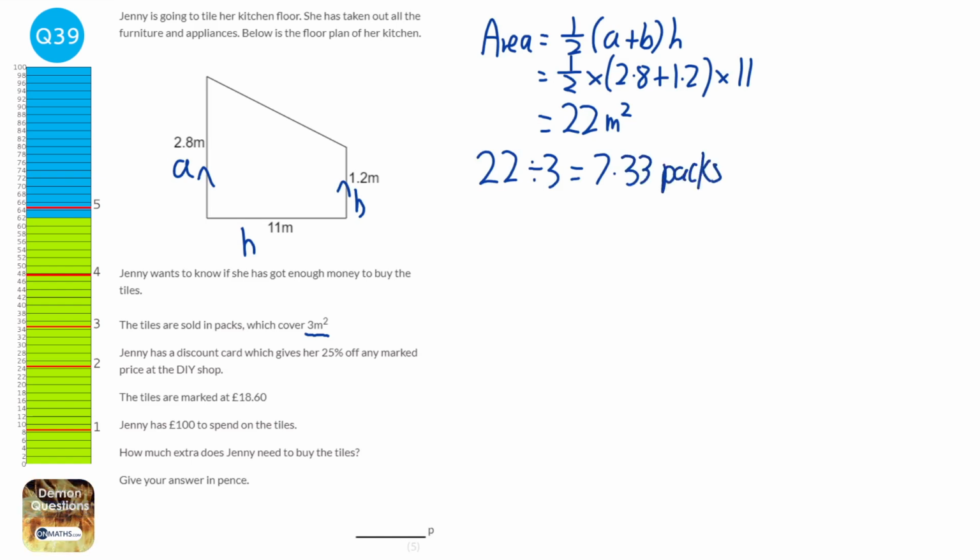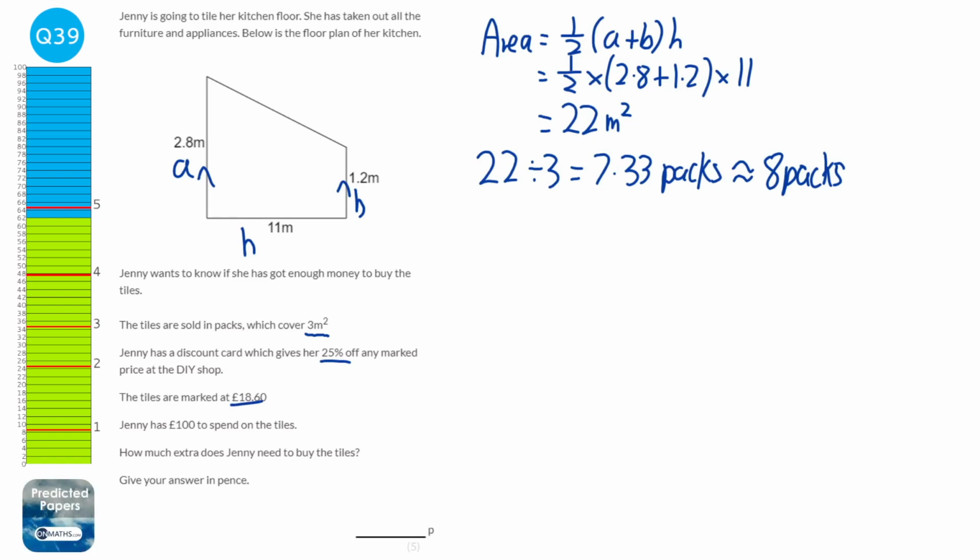Now obviously you can't get 0.3 of a pack or 0.33 of a pack. So we're going to have to get 8 packs and just have some left over. So we'll need 8 packs in total. Okay, next thing we look at is the fact that Jenny has a 25% discount. So we need to find out what 25% discount would do to the £18.60 for the tiles, or for the pack of tiles.